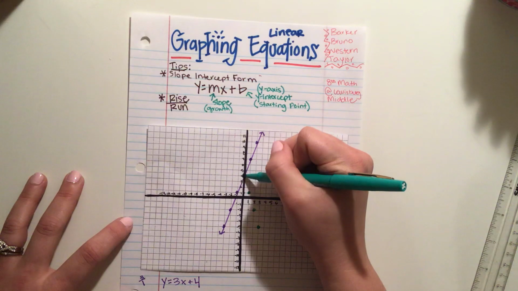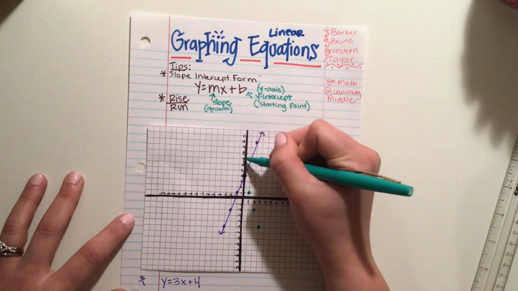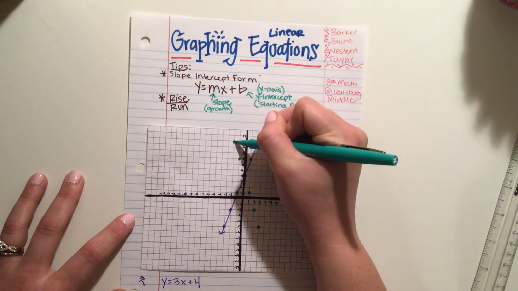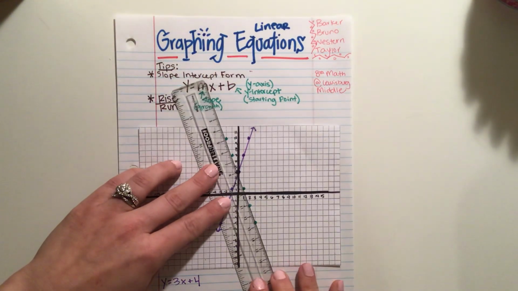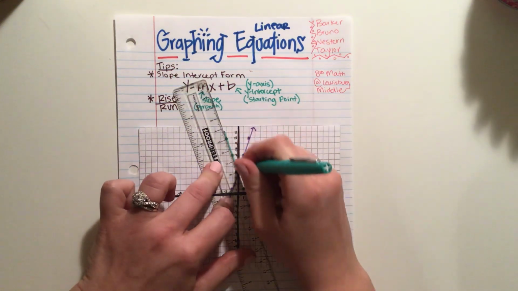So go back to your starting point. Showing the opposite, you're allowed to go to the left. So 1, 2, 3, left 1. The only time you run to the left is when you're showing opposite value of your slope. Put your ruler up, draw yourself a line.